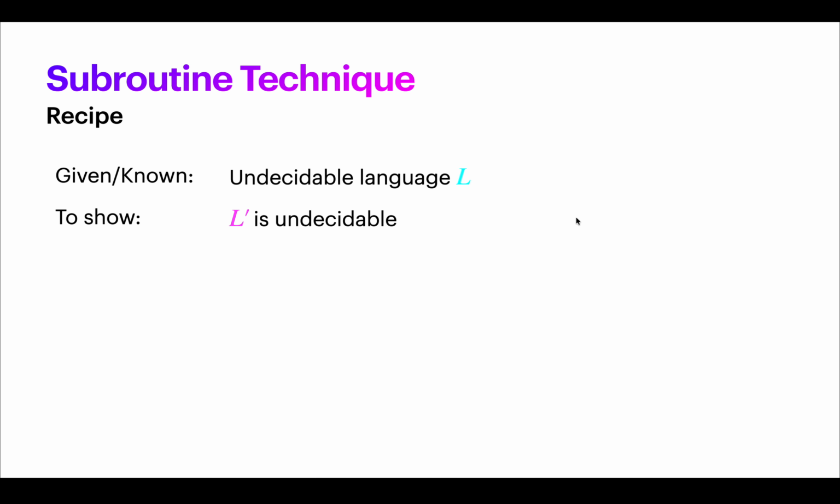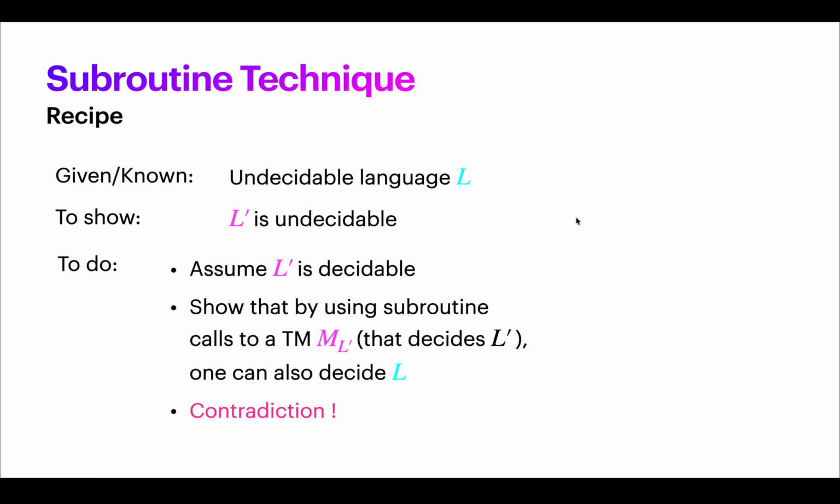So how do we do that? The way is simple. We assume towards contradiction that L prime is decidable. Then we show that by using subroutine calls to a Turing machine ML prime, which decides L prime, one can also decide L. We knew from before that L was undecidable, so this would lead to a contradiction.